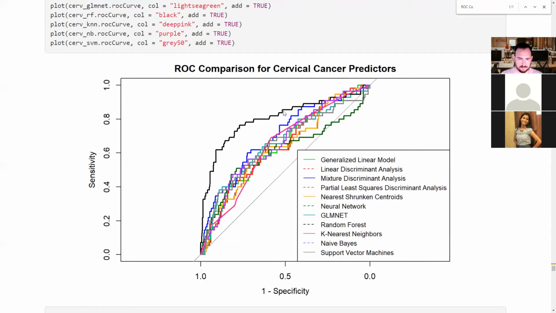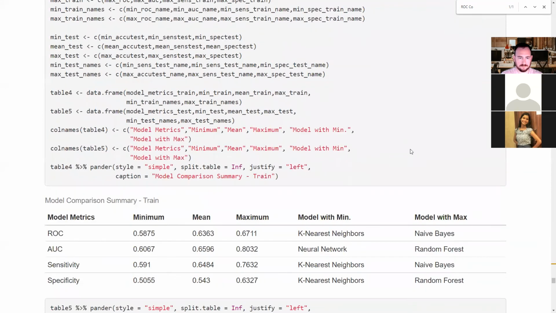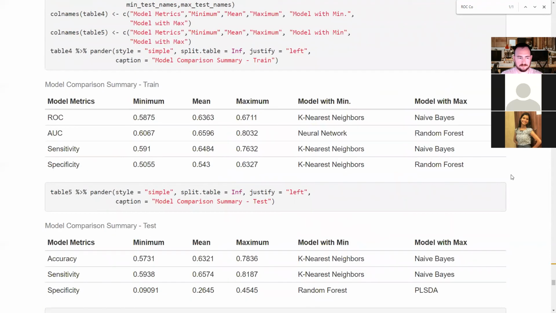Now we are moving on to the model comparison summary. Since the data set is imbalanced, as we have seen in the biopsy result by class, which shows the cancer class has only 55 values and the healthy class has 803 values, this is a true negative problem, since the healthy class is the dominating class. That's why we consider high specificity better for selecting a model to predict cervical cancer among women.